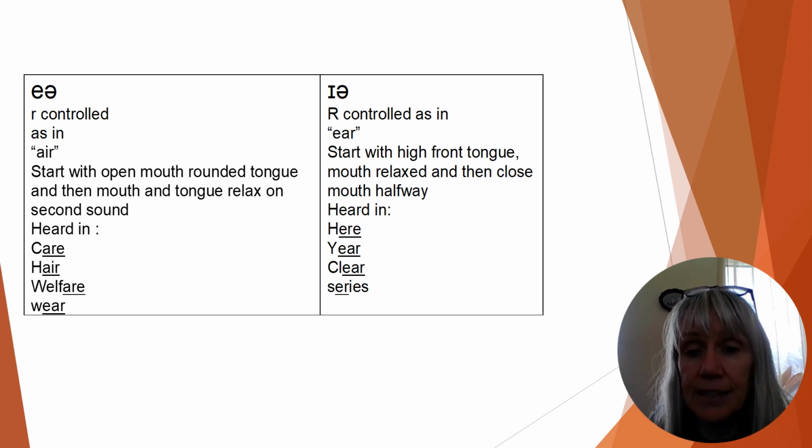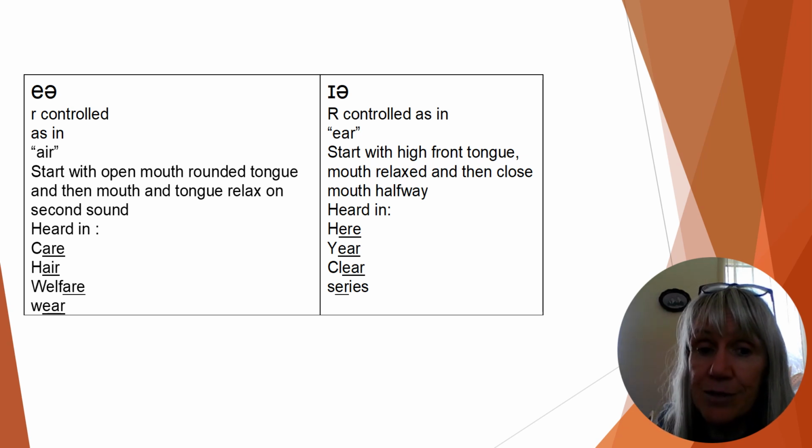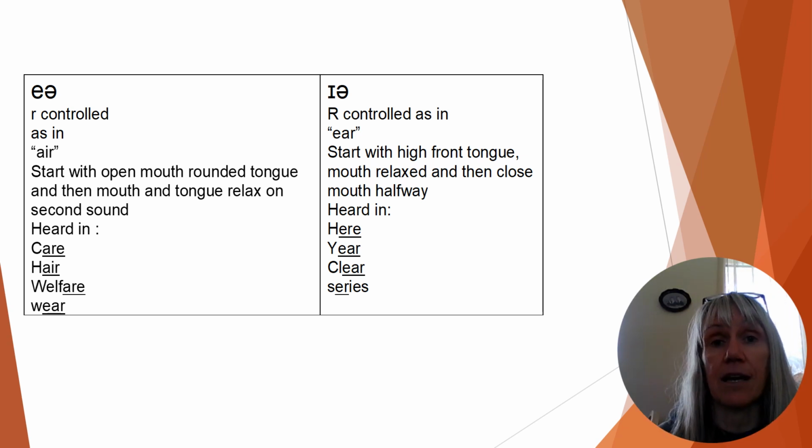And finally, for our last vowel sound, our last diphthong, we see an uppercase I with the schwa e looking symbol. This is R controlled as well in words like ear. Start with a high front tongue, mouth is relaxed, then close mouth halfway. Heard in here, year, watch my mouth closing, clear, and series. So those are our vowel sounds.